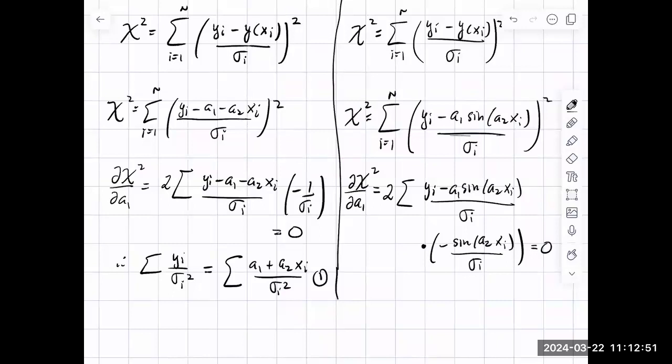Are you taking the derivative with? But I'm taking the derivative with respect to A1. Yeah. We are going to do the A2 one, and we will get a cos when we do that. Yeah, but that's coming. Okay.